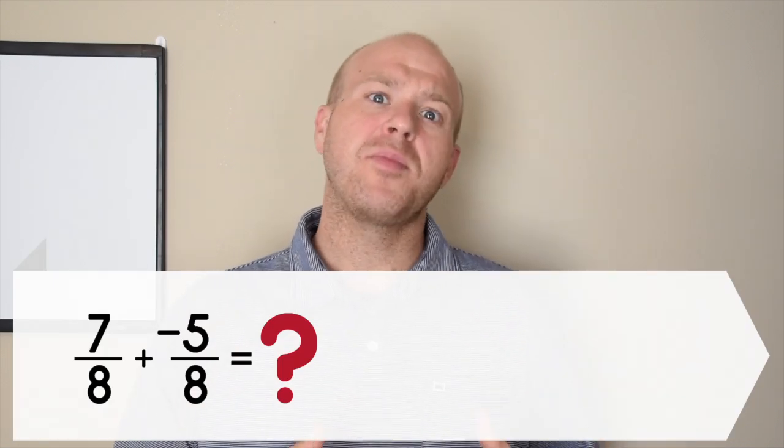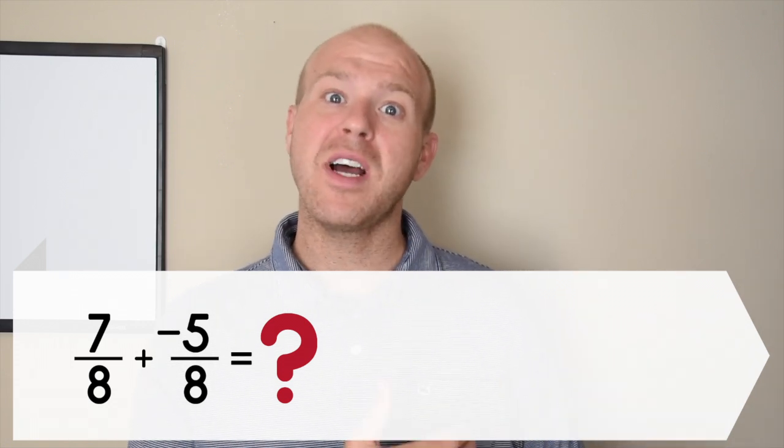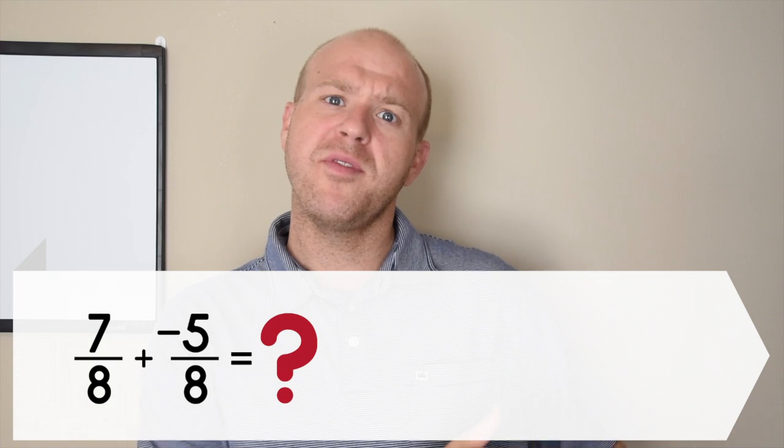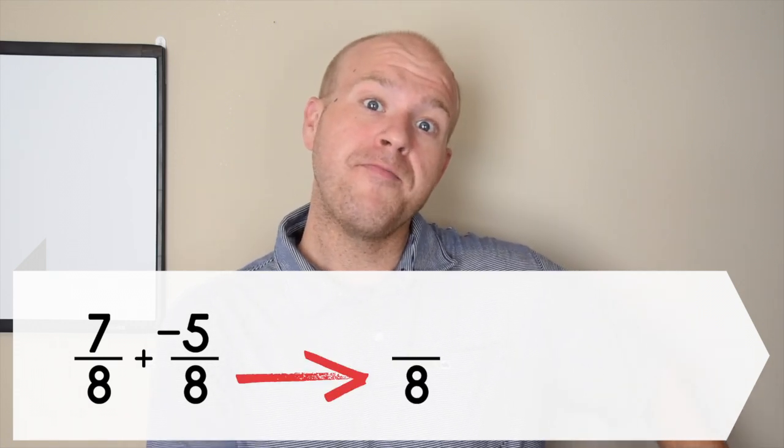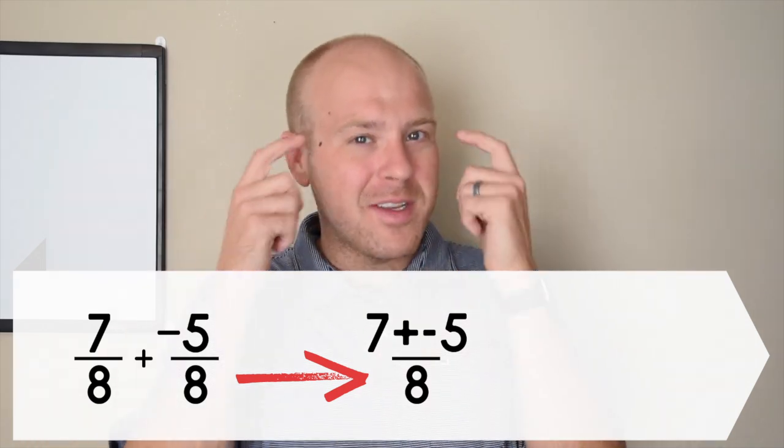Okay, but what if we throw a negative in it and our denominator is the same? Let's say we have 7/8 plus -5/8. Well, the denominator is the same, so we can still add the two top numbers, but it's the same rules as we did before. We just move the 8 over, and now we're going to apply our adding integer rules. Okay, you guys remember those?